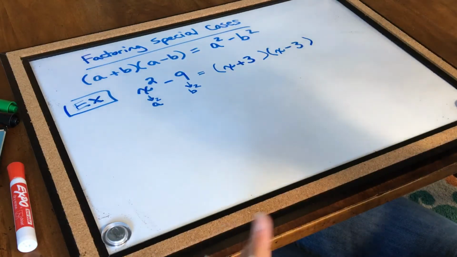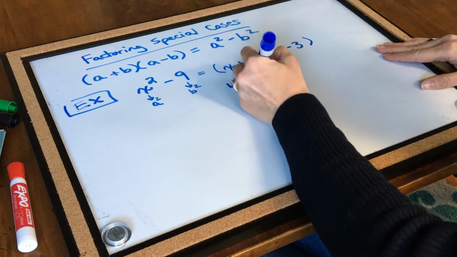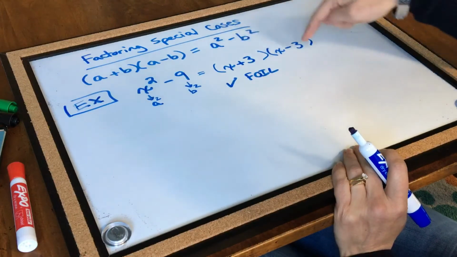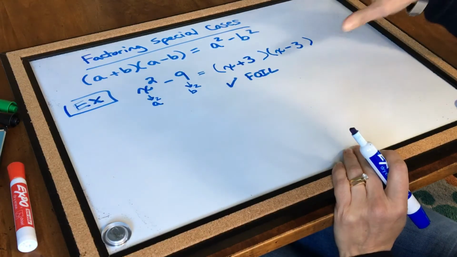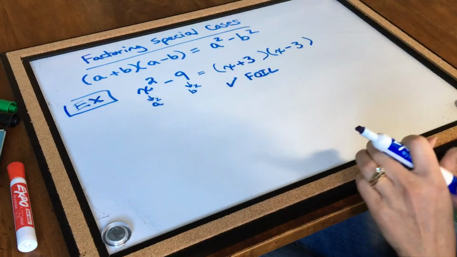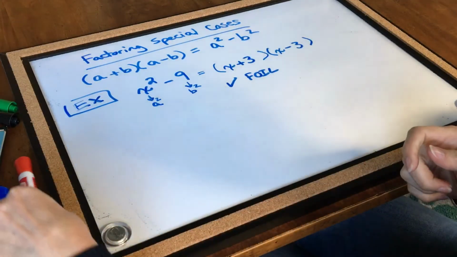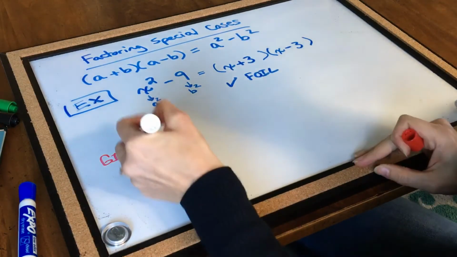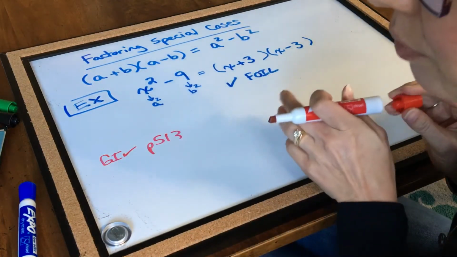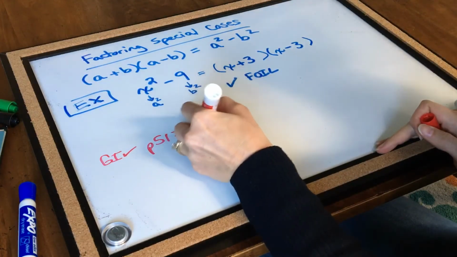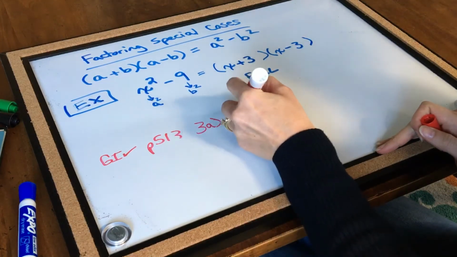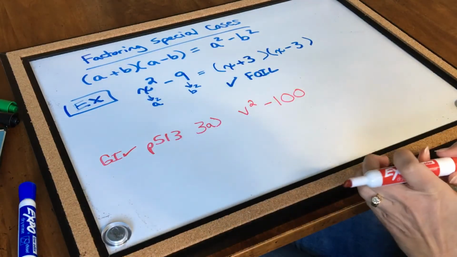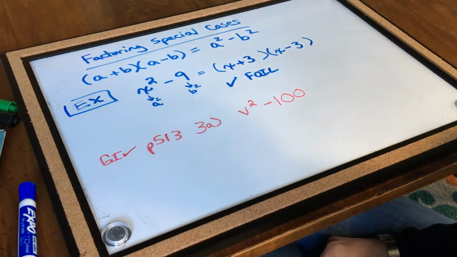If you're not sure, you can always check your answer by using FOIL. So if you want to try it, you could FOIL these binomials, and you'll end up getting x squared minus 9. Okay, let's try our gotta check today. This is a nice short one. Our gotta check is on page 513, and we're going to be doing gotta check 3A, which I believe is v squared minus 100. Okay, come back when you're ready and we'll try this together.